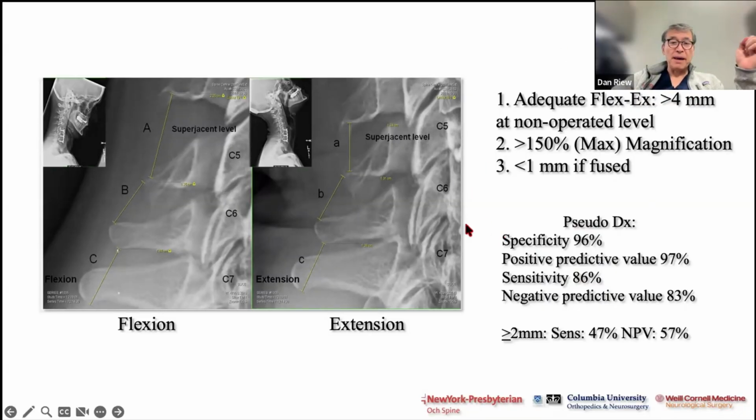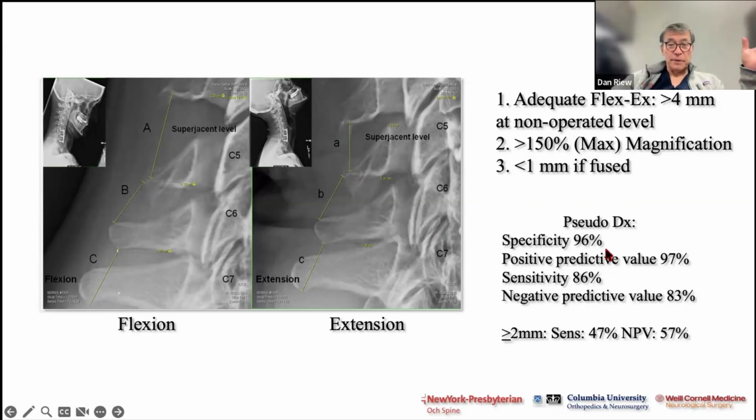So if you maximally magnify it, you're much better able to pick out the exact same spots between flexion and extension to tell whether there's been a fusion or not. And number three, you must have less than a millimeter of interspinous process motion in order to say that there's a good probability that you are going to be fused.